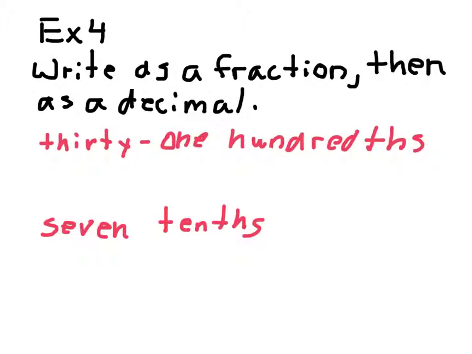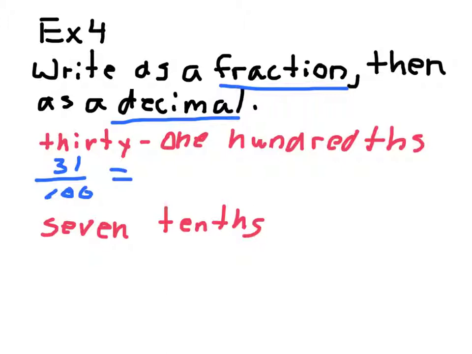All right, example 4, it says write as a fraction. So I'm going to underline that. Write it as a fraction, then as a decimal. They have these written in words, don't they? Let's write it as a fraction first. 31 hundredths. Okay, that's not too bad. 31 hundredths, right? Now write it as a decimal, and I'm going to put an equal sign here because all these really are the same. They represent the same thing or same value. We're just writing them in a different format.